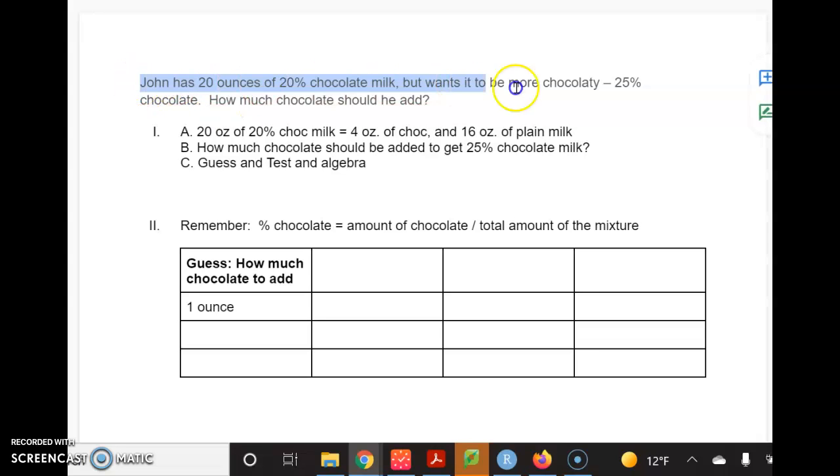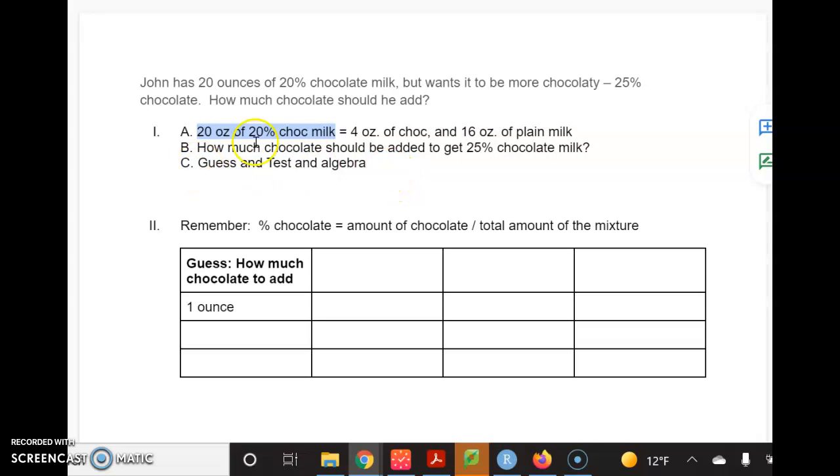The problem was that John has 20 ounces of 20% chocolate milk, but he wants it to be more chocolatey, 25% chocolate. How much chocolate should he add? So we did the given, goal, and the strategy in class. We know that he has 20 ounces of 20% chocolate milk, and we got the 4 ounces of chocolate by taking 20% of 20, 0.2 times 20, and that's how we got 4 ounces of chocolate, which means there must be 16 ounces of milk mixed with the chocolate to get to 20 ounces. So 4 plus 16 is 20.